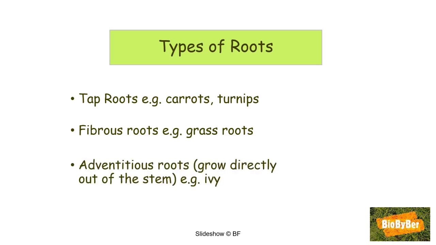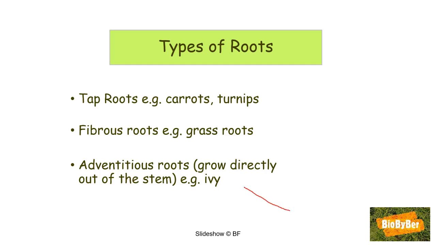The third type of root are adventitious roots. I like to imagine these as being a bit adventurous. They're a bit different from the normal roots. Now, in what sense are they different? Well, they go directly out of a stem.